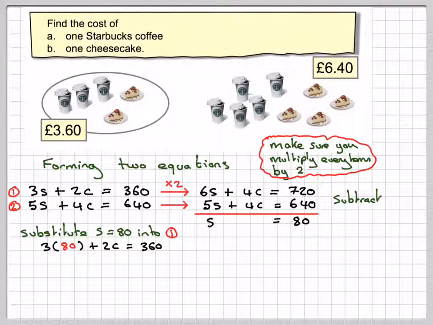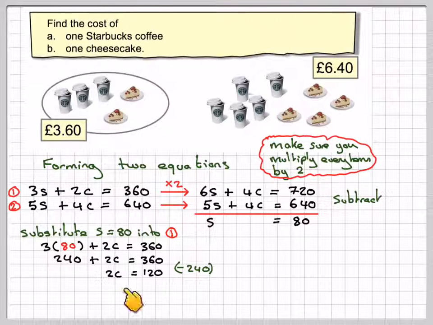3 times 8 is 24, so that's 240 plus 2c is equal to 360. Subtracting 240, we're going to have that 2c is equal to 120. Dividing by 2, we're going to have that c is equal to 60. Now what we should do is check in number 2.